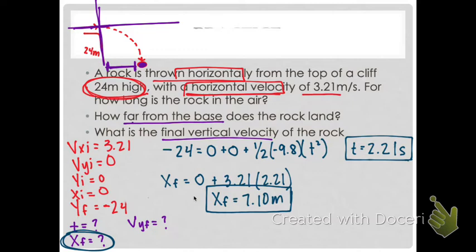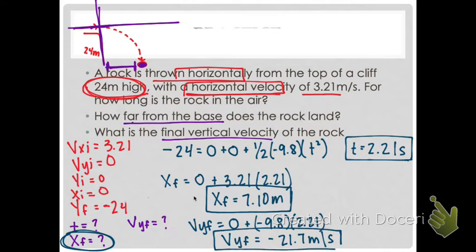So I can pick either my first equation or my third. It makes no difference, right? We've got the time. We've got the final vertical displacement. You can choose either one. So I'll just choose the first because it's the simpler one. VYF equals VYI, which is 0, plus a times time. And my VYF comes out negative. Does that seem reasonable that it would come out negative? Yeah, because it's going down, right? It's going in the negative direction.